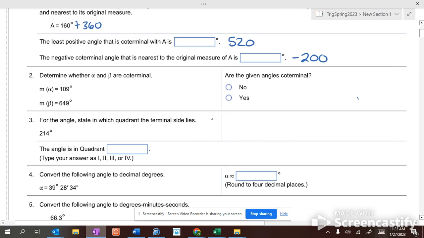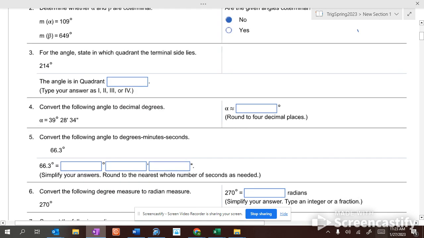Are these coterminal? Are they 360 apart? No. Are they 720 apart? No. If they're not 360 apart or a multiple of 360 apart, they are not coterminal. Okay? What quadrant is a 214 degree angle in? Well, if you know 90 is here, 180 is here, 270 is here, 214 would be quadrant 3.